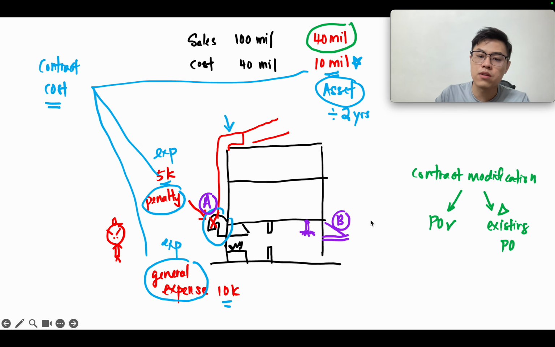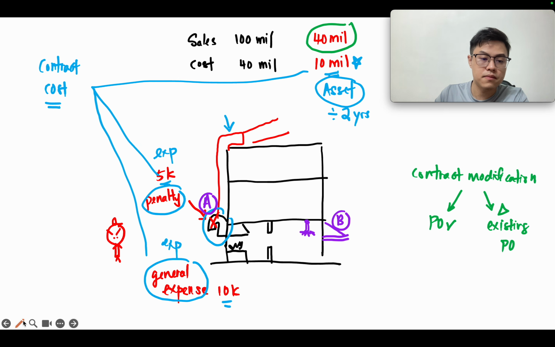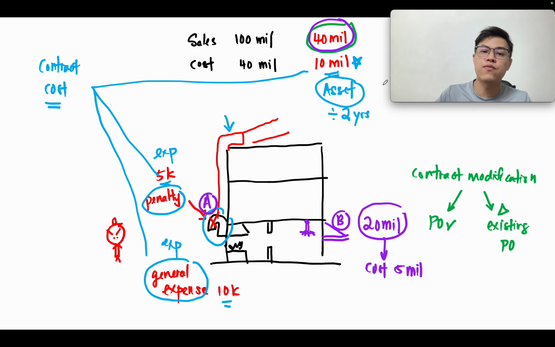So if this extra contract costs you maybe 20 million, and you need to spend a cost of 5 million, then A costs you 40 million, B costs you 20 million. I mean, cost is the customer cost. The selling price to customer A is 40 million, and you sell them B at 20 million.